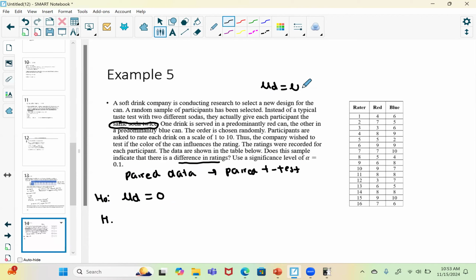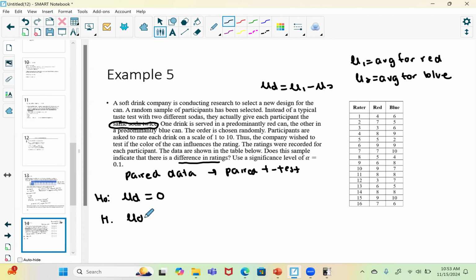And mu d we're going to say is mu1 minus mu2. And you're going to tell me that mu1 is like the average for, I'm going to say red, and mu2 is the average for blue. But you need to define your variables every time and then tell me that difference. Then we're looking, is there a difference?